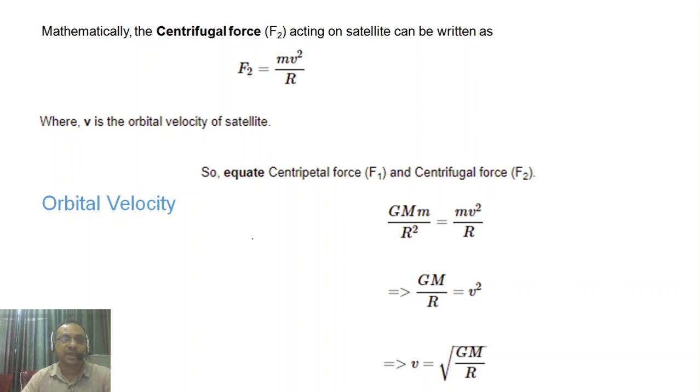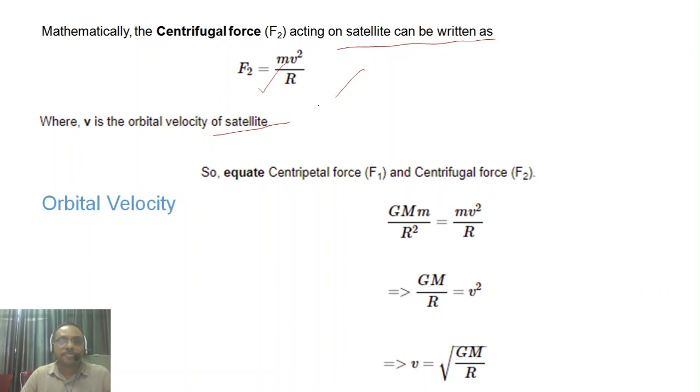Now a satellite, when it revolves around the earth, it undergoes a pulling force from the sun and the moon due to their gravitational force. This force is known as centrifugal force. Okay, here this centrifugal force is denoted by F2 in this slide, because this force tends the satellite away from the earth. You can see mathematically the centrifugal force F2 acting on the satellite can be written as F2 is equal to m v square upon r, where v is the orbital velocity of the satellite.